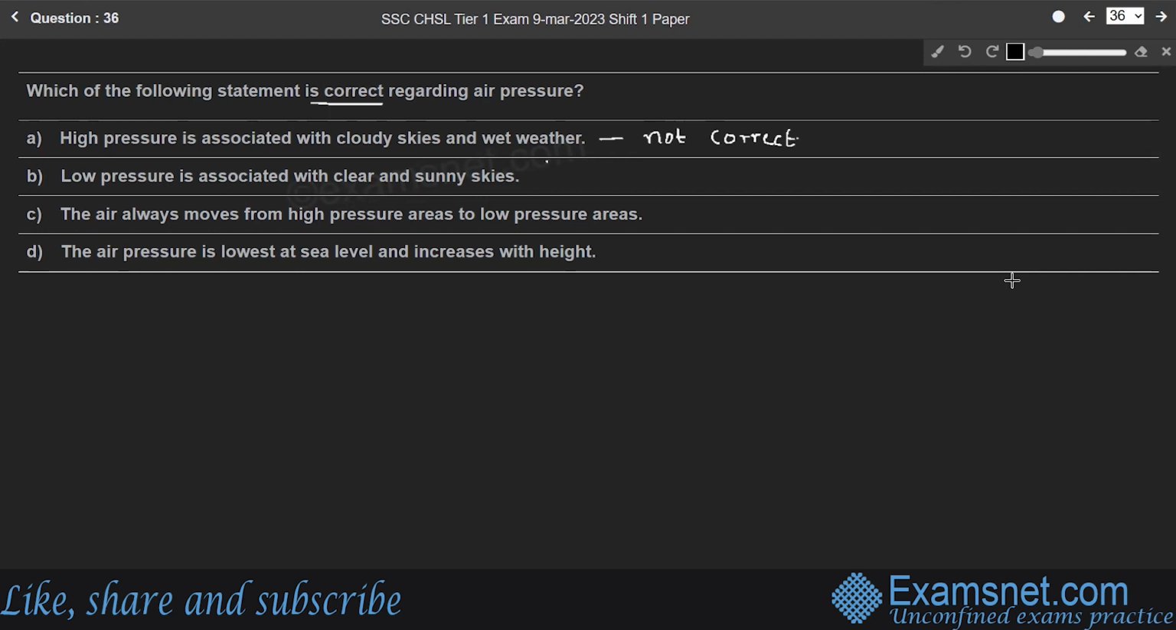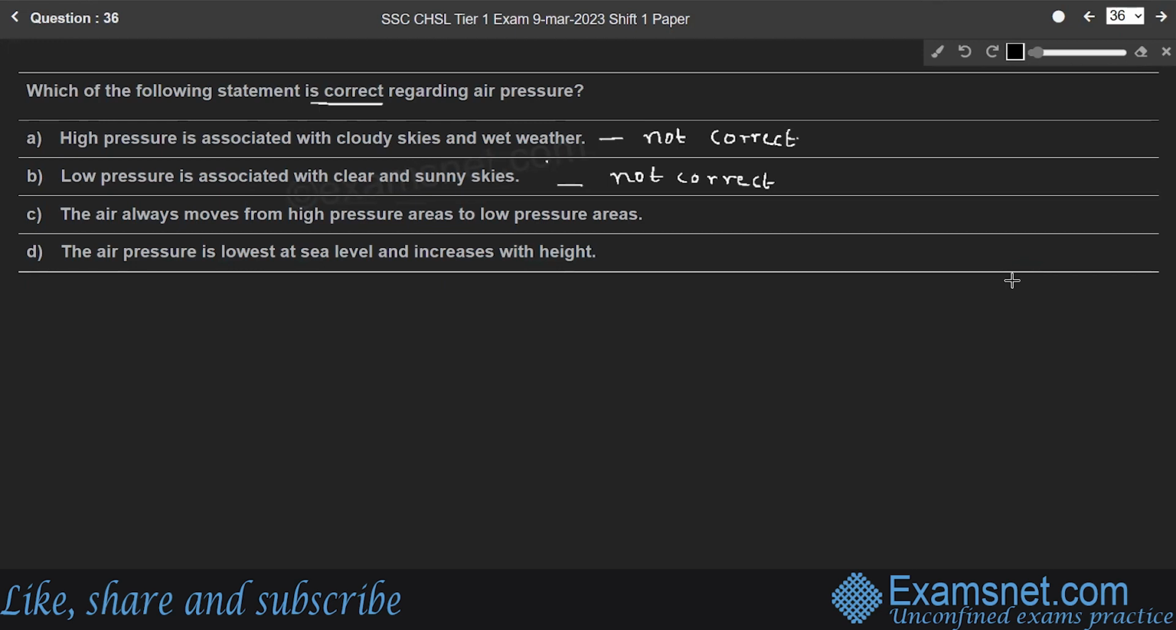Consider option B. Low pressure is associated with clear and sunny skies. Right? So in option B, low pressure is often associated with cloudy skies and wet weather. Right? Not clear and sunny skies. Low pressure involves air rising from the Earth's surface, which can lead to cloud formation and precipitation. Right? Therefore, option B is also not correct. Not correct.